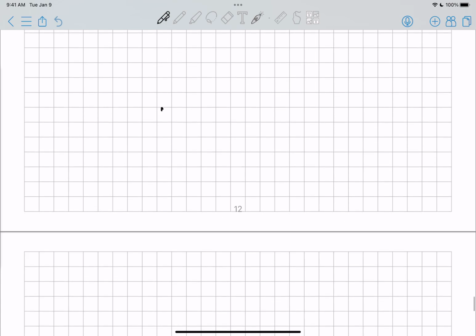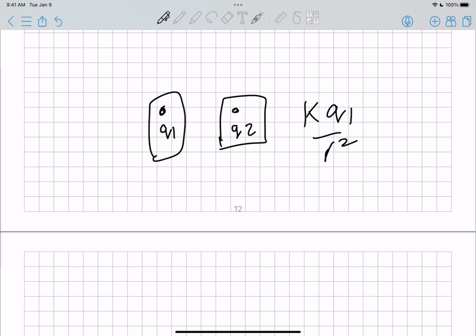So if I had a charge q1 and then q2, and I want to figure out what is the electric field at q2, for example, or at point B or at point A, then I would take kq1 over r squared, and that's my only electric field that I'm feeling. I'm not worried about what q2 is generating.